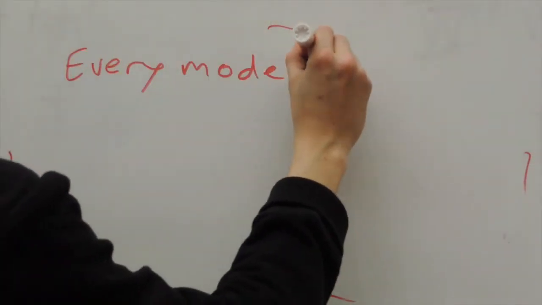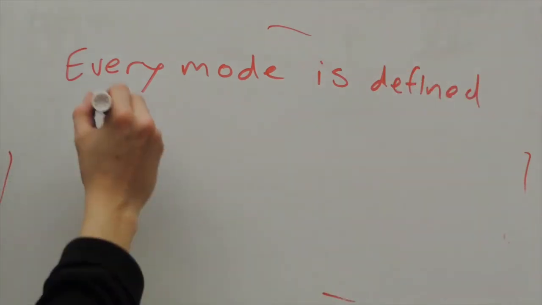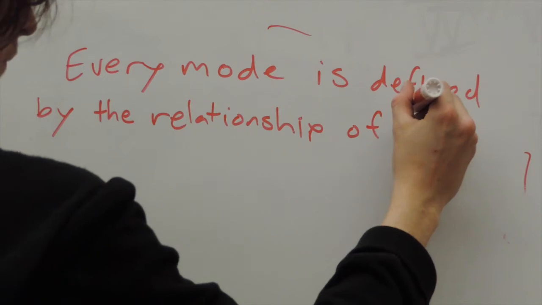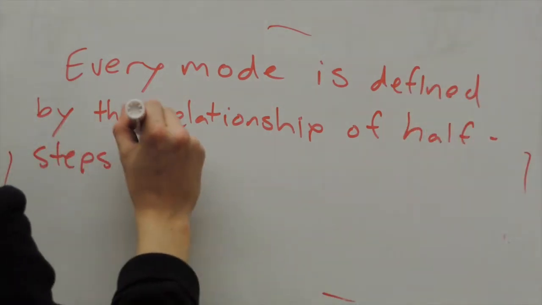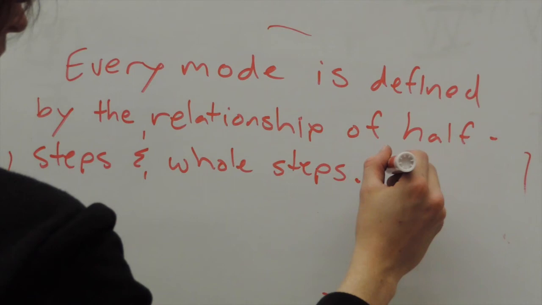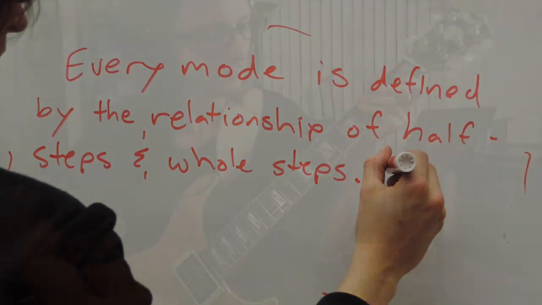One thing to keep in mind is that all of these modes are defined by their relationship of half steps and whole steps, just like we discussed in the E major scale in the beginning of the series. Another thing to keep in mind is that these scales are not limited to their position. They can be moved around and they are not limited to one octave. Here is the E major scale up an octave.